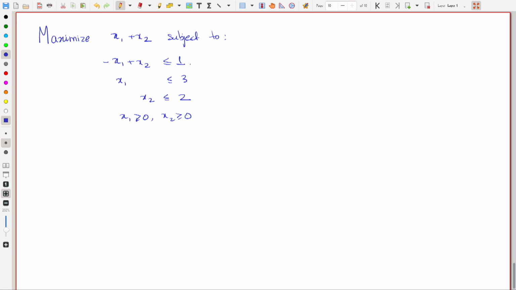So, the first thing we should do is put it in equational form. We will introduce one slack variable here, saying minus x 1 plus x 2 plus x 3 is equal to 1. We will introduce another slack variable here, saying x 1 plus x 4 is equal to 3, and we will introduce one more slack variable here, saying x 2 plus x 5 is equal to 2.